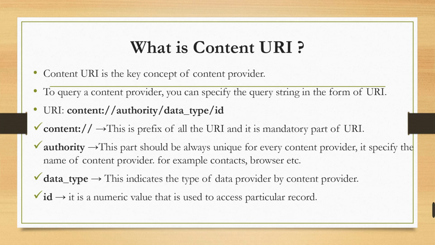Authority mentions the name of your current content provider, like contacts, browser, etc. Data type indicates which type of data your content provider is handling. Next is your ID. ID represents the numeric value of a particular record. So this is all about your content URI.